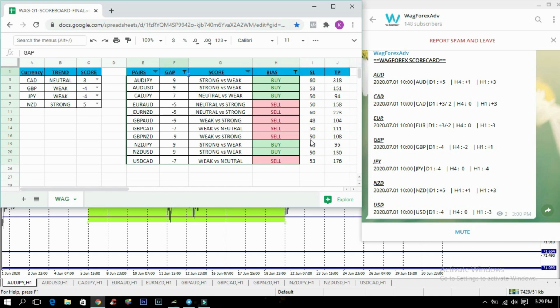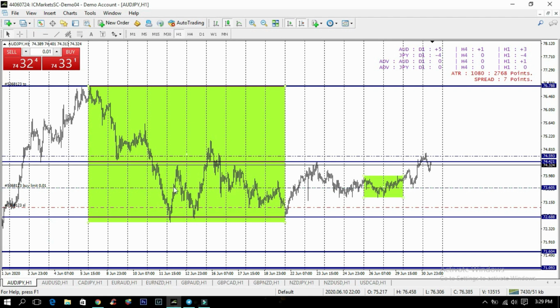First is OJPY with a buy bias. So, target natin is dito sa line na to. Nag-set tayo ng buy limit with SL of around 60 pips and TP around 318 pips.